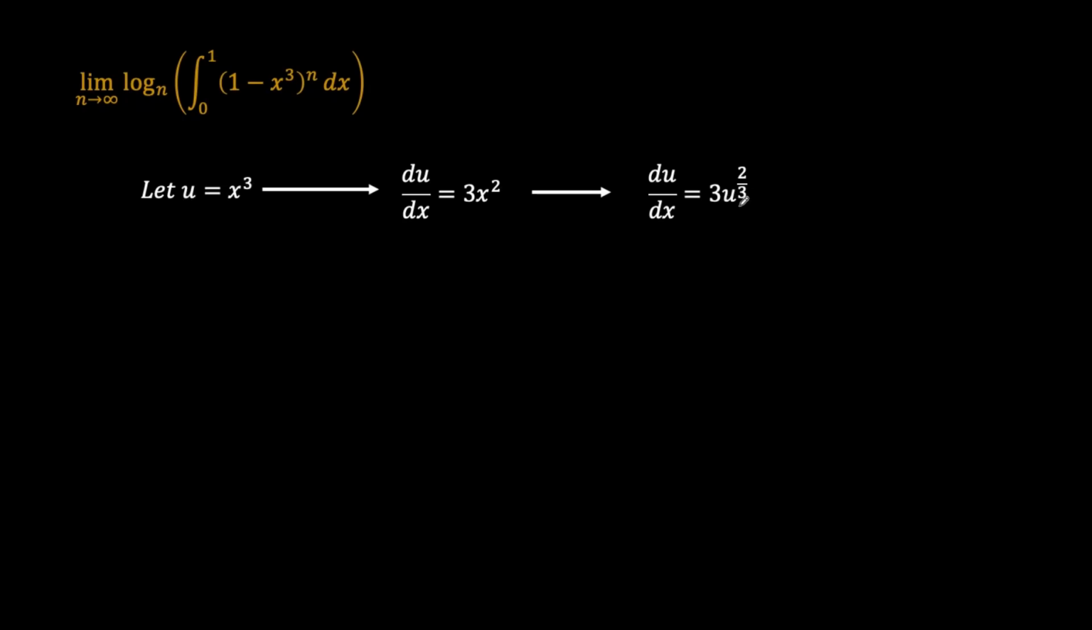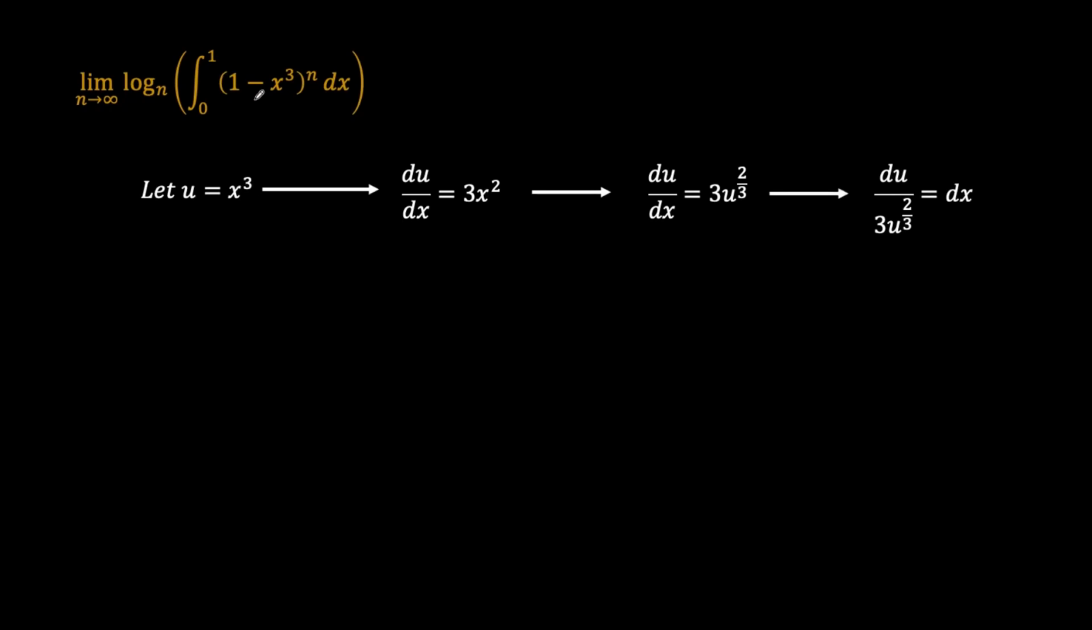Now, dividing both sides by 3u to the power 2/3 gives us du over 3u to the power 2/3 as something that would replace dx. Now, as you can see, when x equals 0, x to the power 3, or 0 to the power 3, is 0, so u is also 0. When x equals 1, 1 cubed is the same as 1, and so u would also be 1.